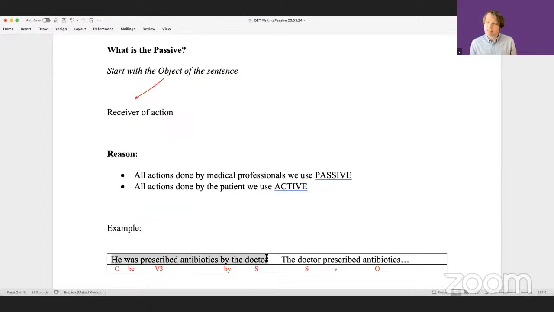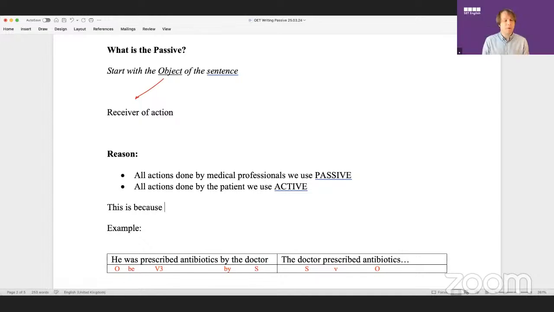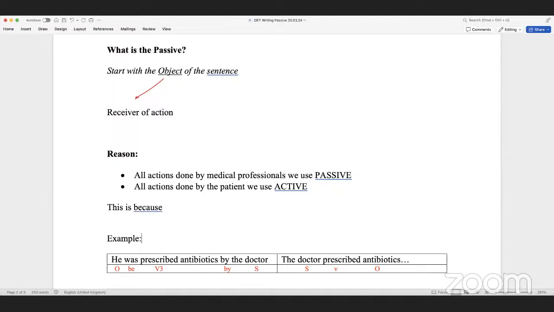He was prescribed antibiotics. Why? Rima, what's the reason for passive? Yeah, why do we use the passive for ourselves, and we don't refer to ourselves? Does anyone know why?